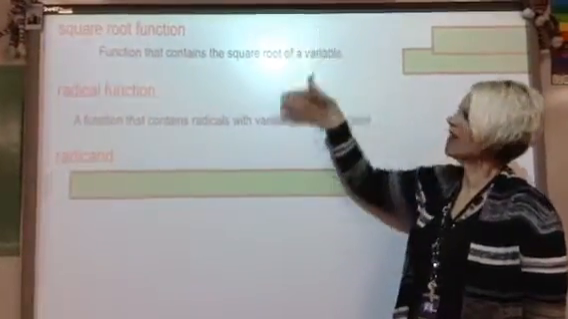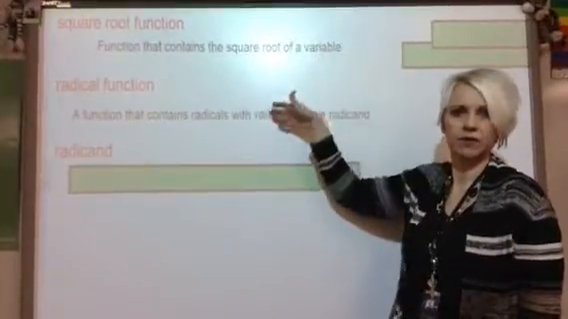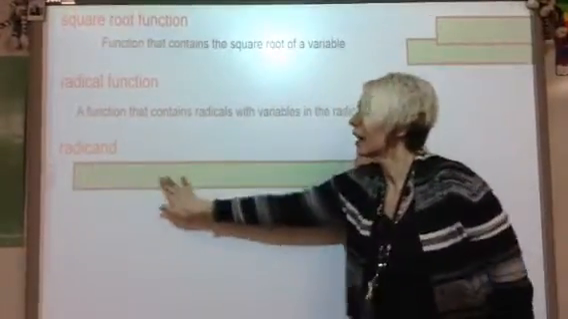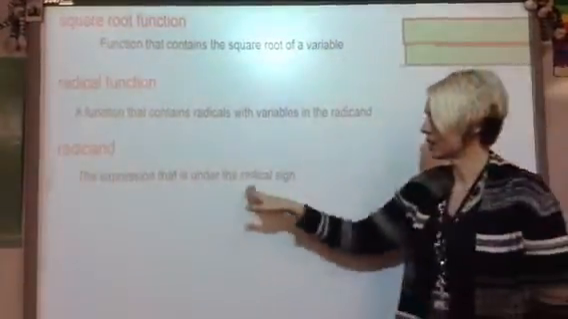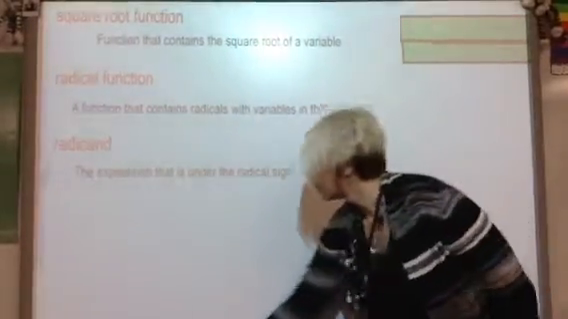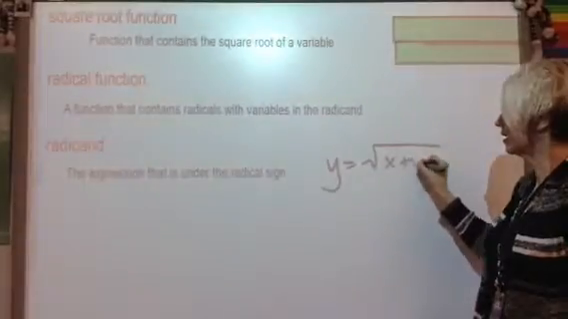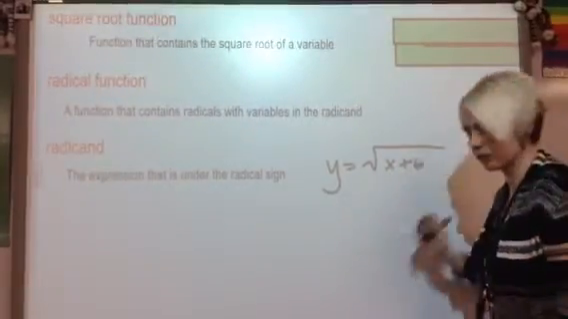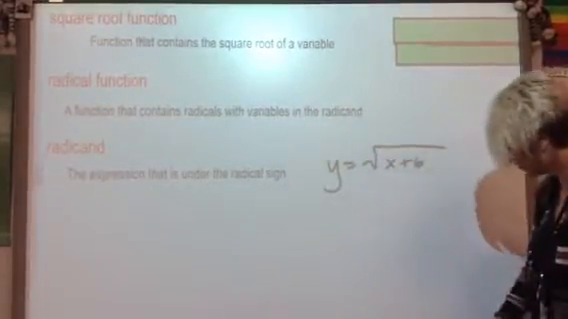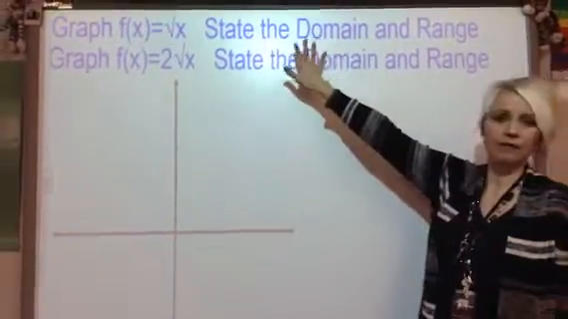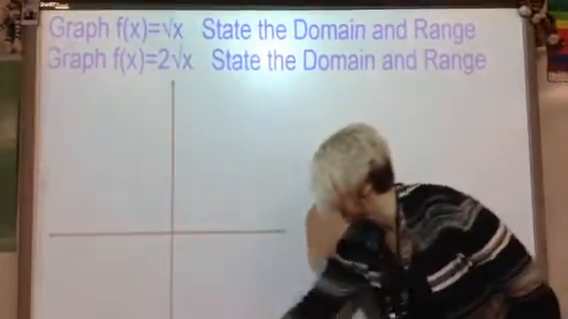So this is kind of the same thing, a square root function and radical function. You can call it either one. And remember that the radicand is the expression that is under the radical sign. So in this type of function, you are going to see a radical, and you're going to see either a radical x or a radical something done to the x. So let's just graph radical x and see what happens.